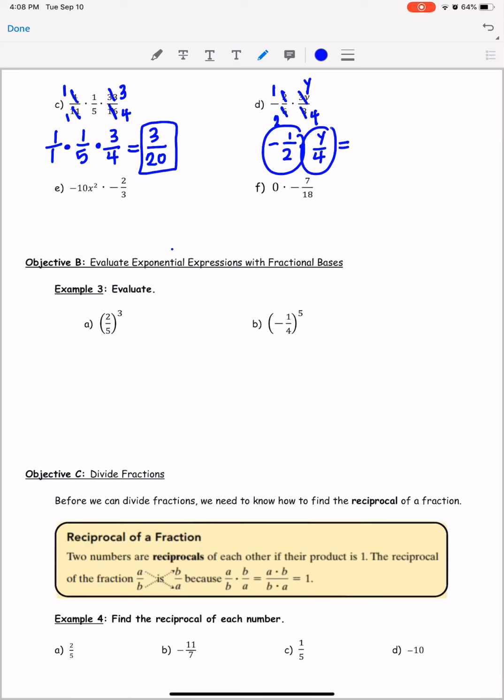So now negative times positive is negative. Multiply straight across. 1 times y is 1y, or just y. 2 times 4 is 8. Can you reduce? No, we cannot. Now in E, it's the same thing really as D.